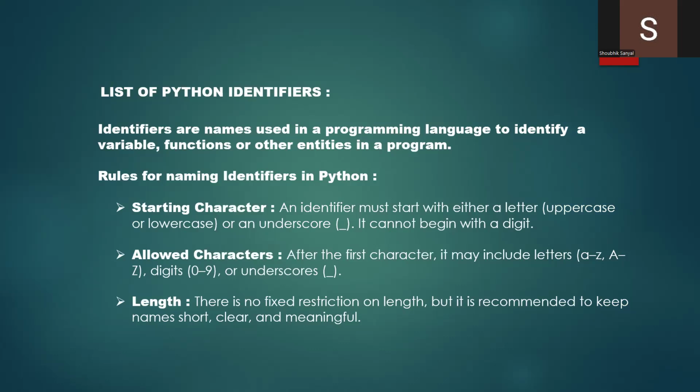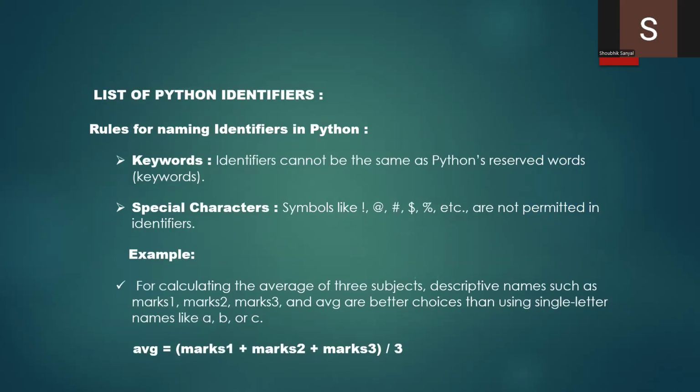Now, let's come to the length of an identifier. Honestly speaking, there is no fixed restriction on length, but it is generally recommended to keep names short, clear, and meaningful. Obviously, we should not give a big name to identifiers. That can be cumbersome for anybody to read, and it would not be at par with the program. Then the keywords. Identifiers cannot be the same as Python's reserved words.